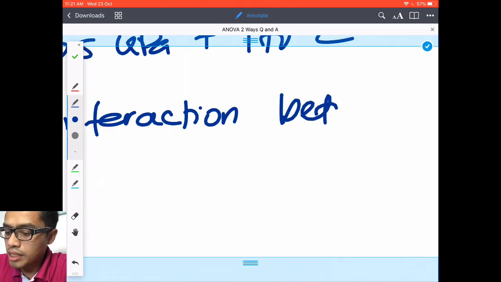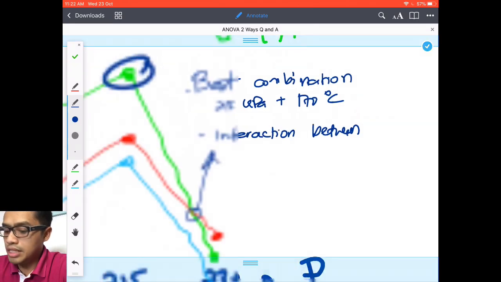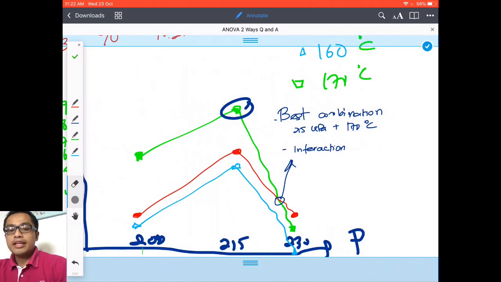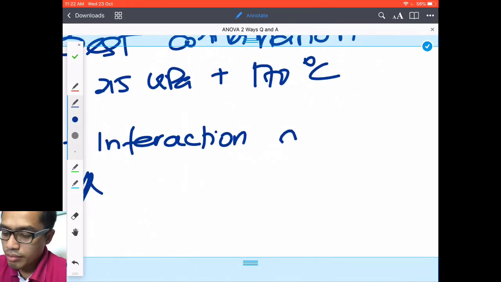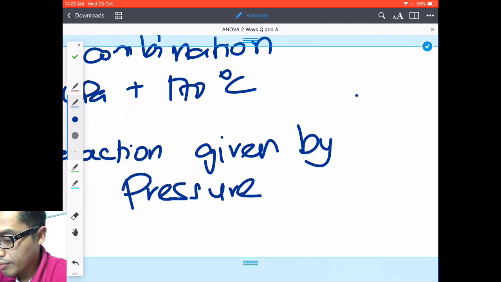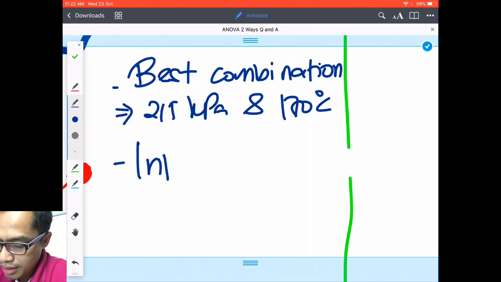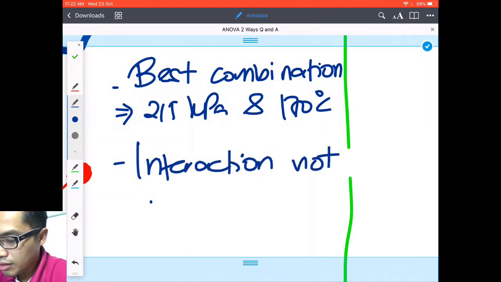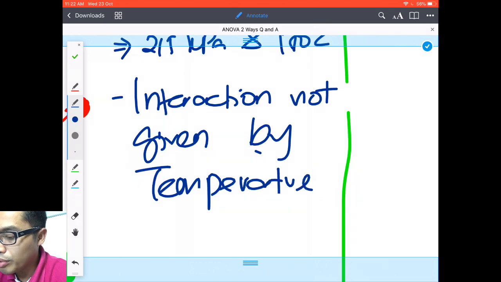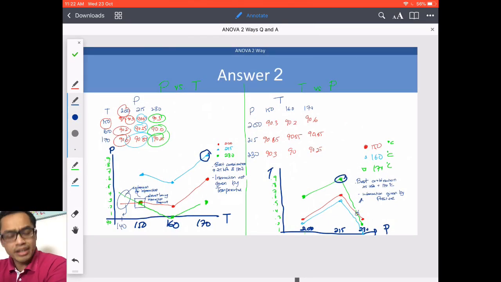Interaction between, what's that? 230 is between, it's over there, interaction. I just put here interaction, happens there. Therefore, interaction given by pressure. Here, interaction not given by temperature. So maybe because both of them happen, T and P, and they are significant, so you can suggest that if we want to have interaction, you can reduce the temperature and you will have interaction around here. Okay, let's delete that one.